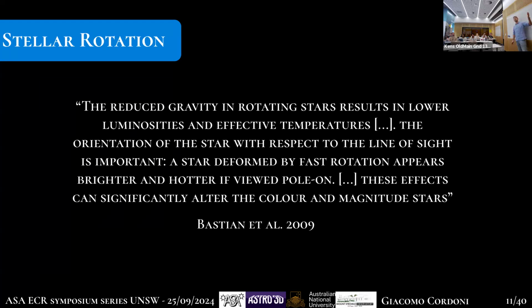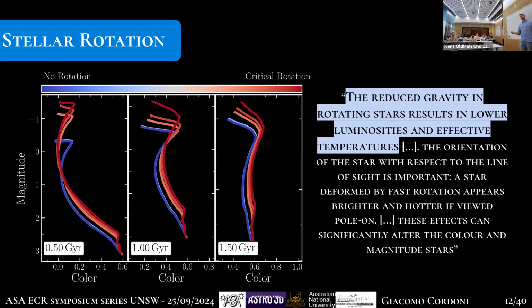The basic idea is that fast rotating stars will have lower luminosities and lower effective temperatures. So in the CMD, these are theoretical models. You can see that the red lines are fast rotating stars. They are a bit on the right, so they are cooler than non-rotating stars. The situation is a bit different at the turnoff, but between the quote and the models, there are like 15 years of difference. So now we know a little bit better what is going on.